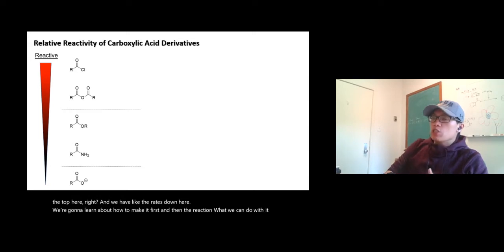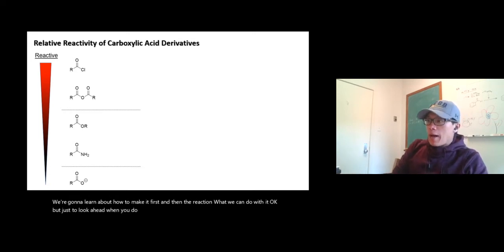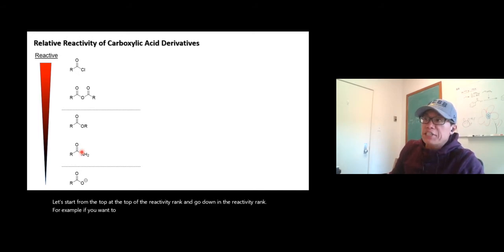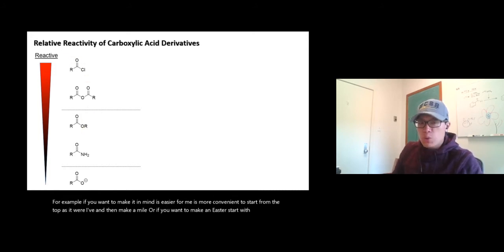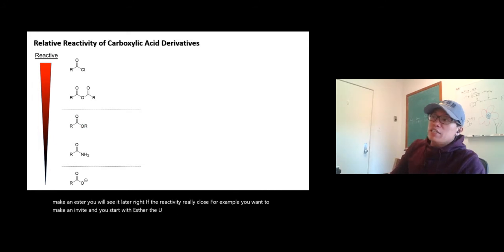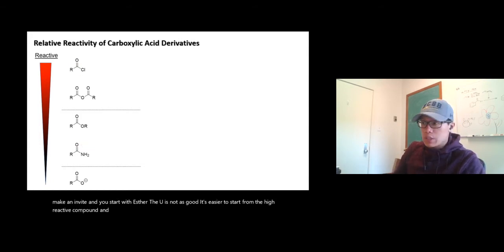Just to look ahead, when you do a synthesis, it's easier to start with the reactive compound. Start from the top of the reactivity rank and go down in the reactivity rank. For example, if you want to make an amide, it's more convenient to start from acid chloride and then make the amide. Or if you want to make an ester, start with acid chloride and make an ester. You will see it later. If the reactivity is really close, for example, you want to make an amide and you start with an ester, the yield is not as good. It's easier to start from the high reactive compound and go to lower reactive compound when you do synthesis.